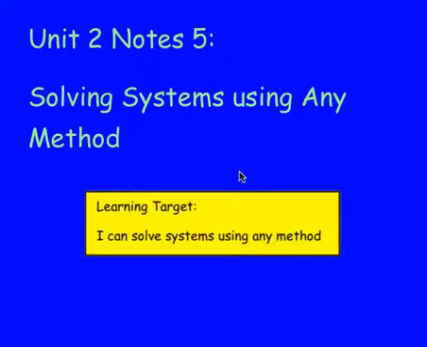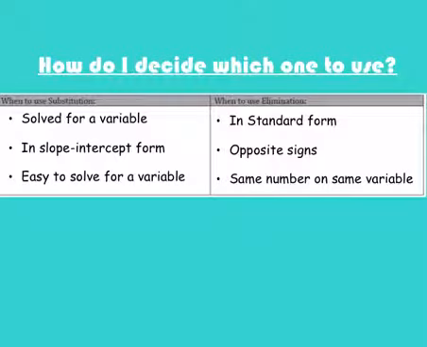It's Unit 2 Notes 5, solving systems using any method. Hey, so this is where you guys get to choose, and I'll show you my train of thought, kind of what I'm thinking. How do I decide which one to use? I picked the easiest one. I'm lazy. All right.